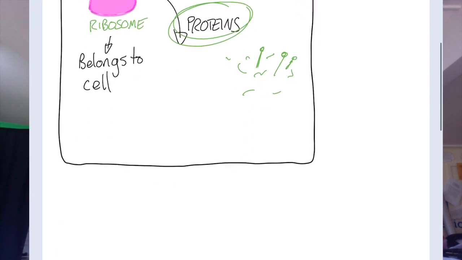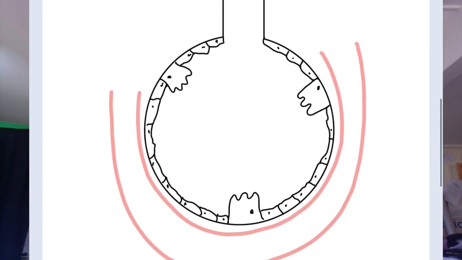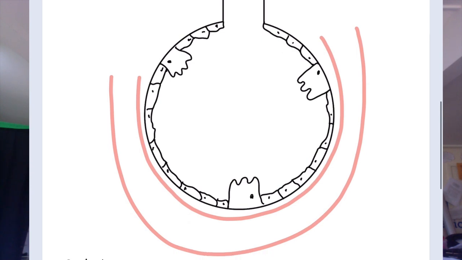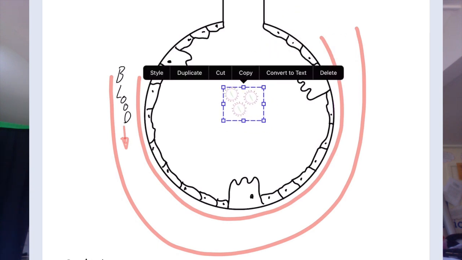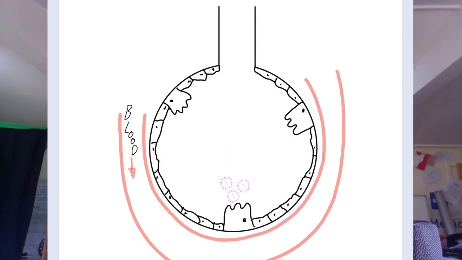Now then, what happens once these are in circulation and going through it? So what we have to do is come down to our alveoli here. So this is all one alveoli, and we've got our bloodstream coming along here. I'm just going to write blood in here so we know this is blood coming along here into there. Okay, so let's put some viruses in our system. So we've got some viruses in our system now.